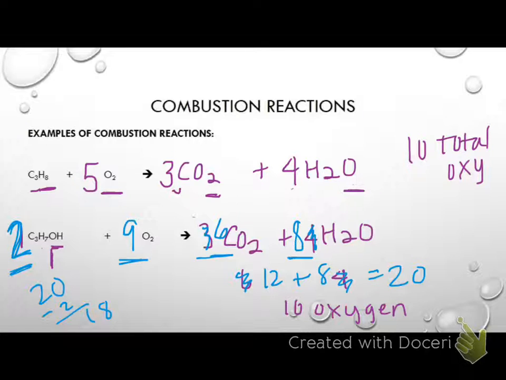Okay, so let's do 2 examples from your left side. Actually, I think I might throw a third one in there for you.